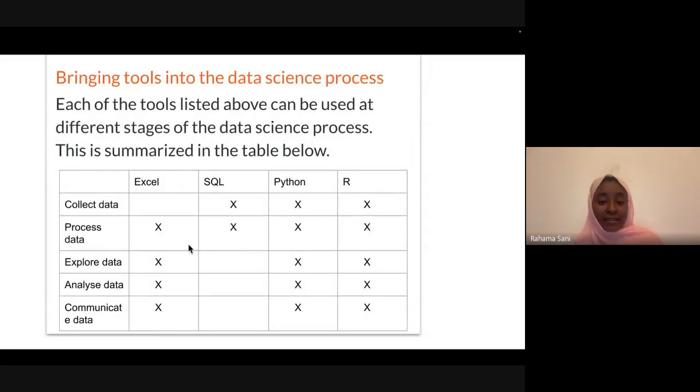Here I have a table with the tools, what they can do and what they cannot do. You can use Excel to process data, explore, analyze, and communicate data. You can use SQL to collect data and process data. You can use Python to do all, and you can use R to do all. So depending on what you want to do and which tool you prefer, you could use any one to do anything you want.